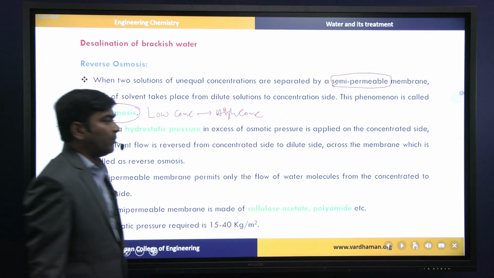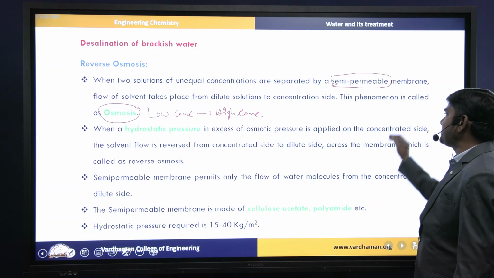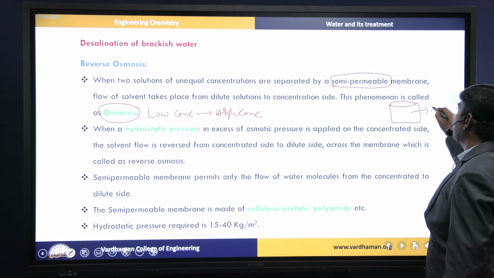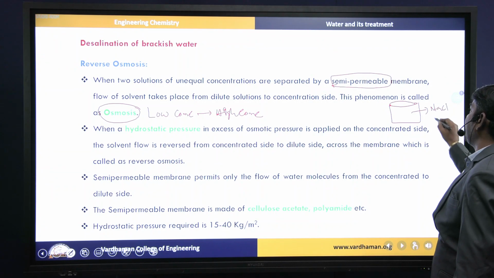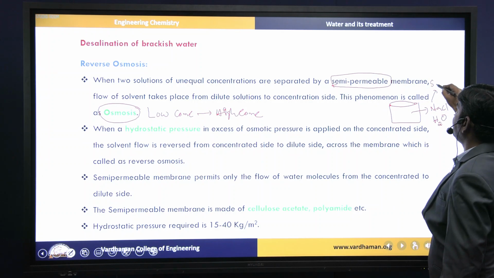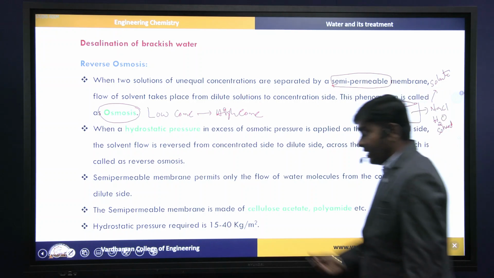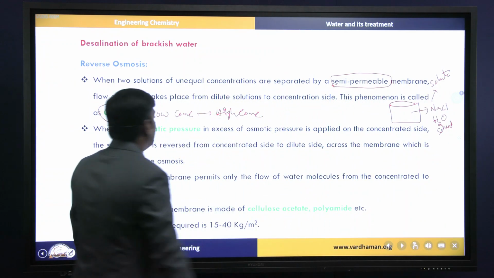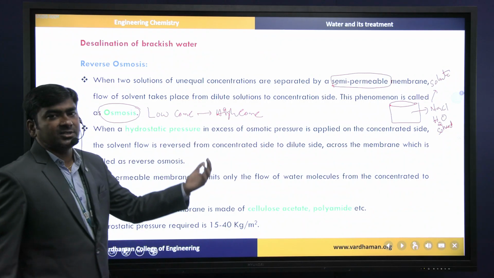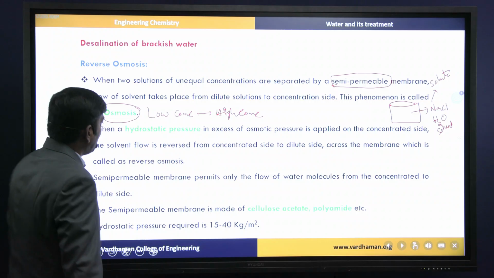If you have doubt about what is a solution and what is a solvent, the best example is sodium chloride solution. To make sodium chloride solution we require NaCl and water. So here NaCl is the solute, water is the solvent. In osmosis, movement of solvent, here movement of water, from low concentration to high concentration takes place. It is a spontaneous process.